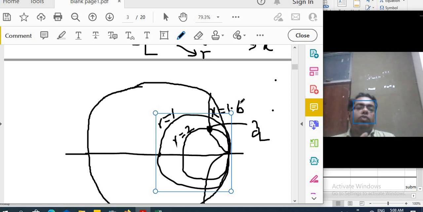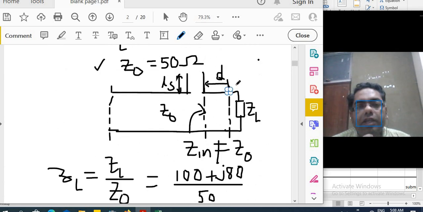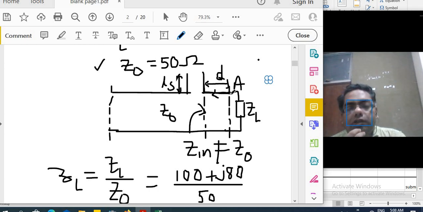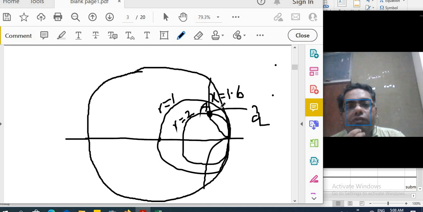Now we have to travel a distance. We are at the load end, say this is my load end. Now we have to travel a distance d towards the source. Traveling on the transmission line is equivalent to traveling on a constant VSWR circle. So at this point we have to draw one constant VSWR circle.